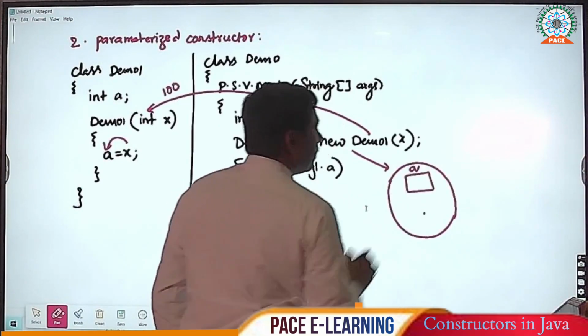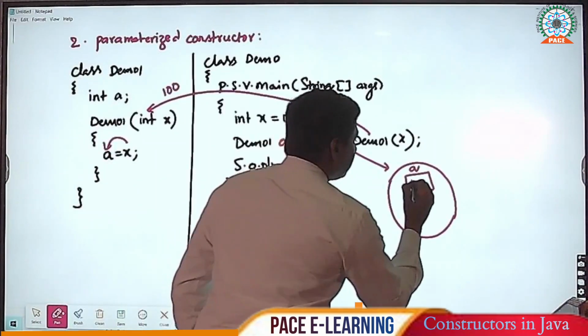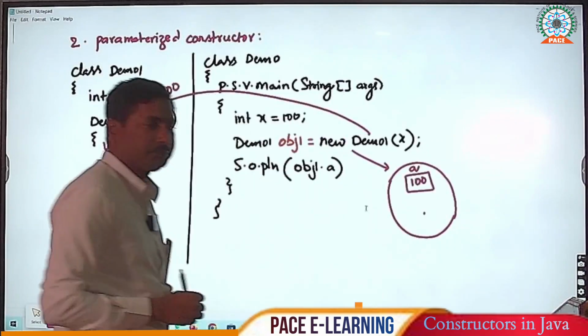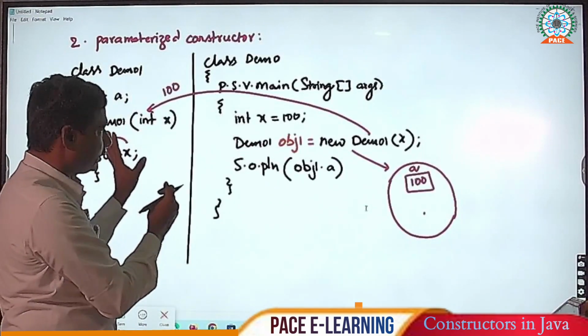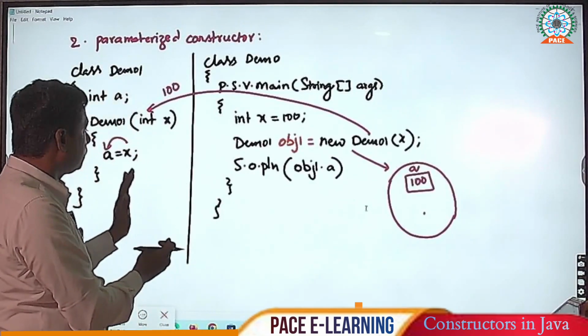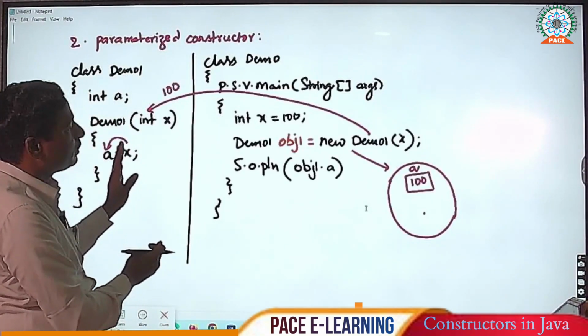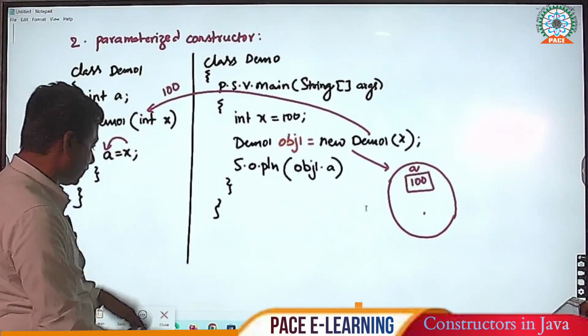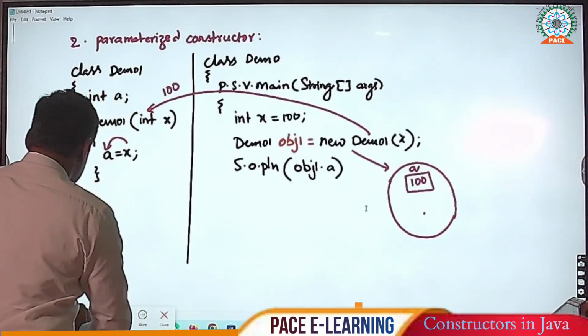For A, memory will be created. A will be stored with value 100 here. So this is what is the parameterized constructor. Let me extend a few more lines of code to get better understanding of this parameterized constructor and to know the exact purpose of this parameterized constructor. I would like to add few more lines of code here.